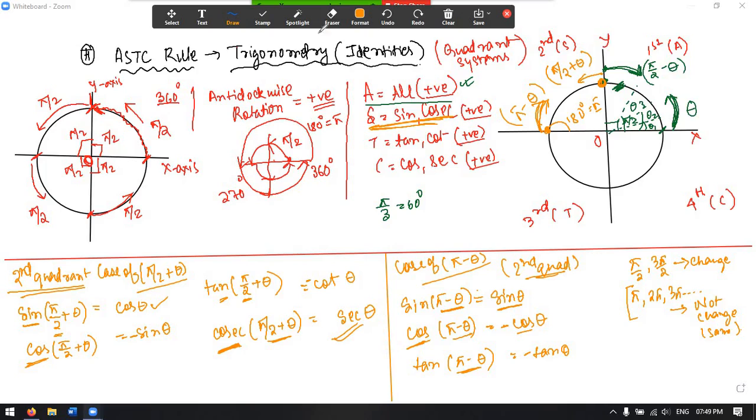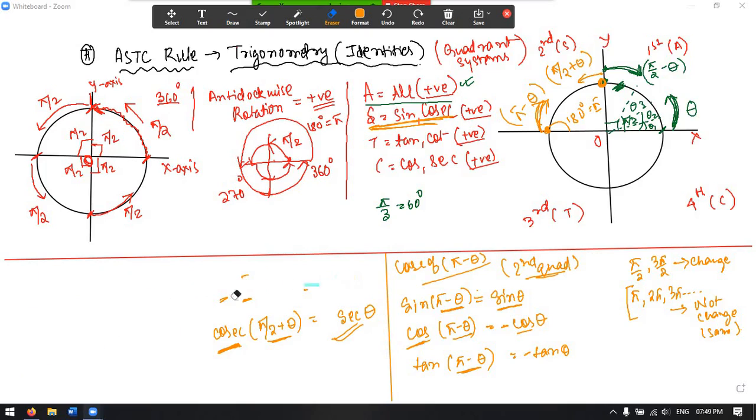Okay, now let's move on to the third quadrant. Just give me 2 minutes.